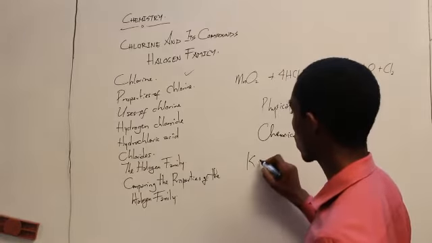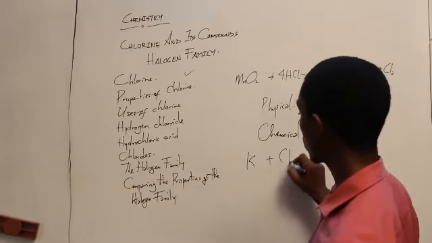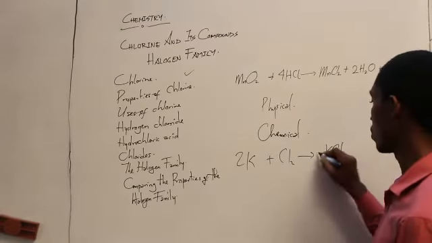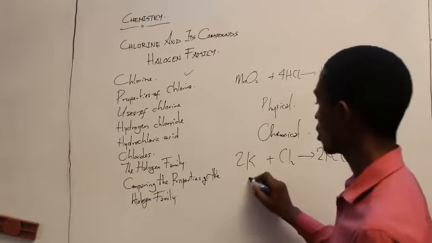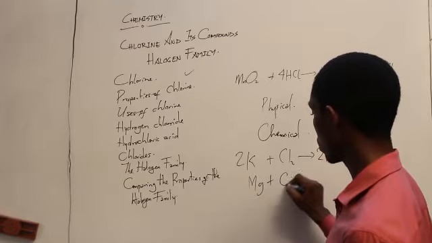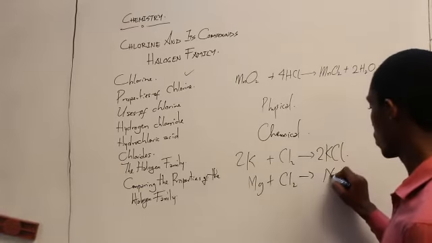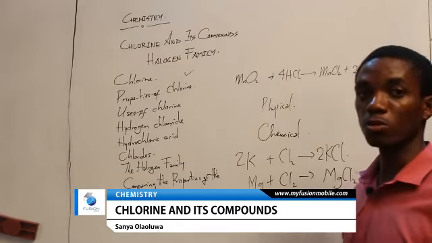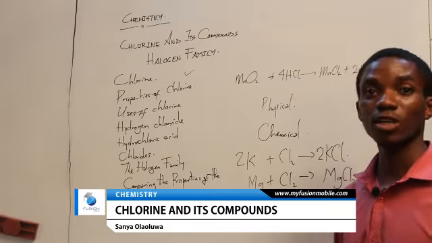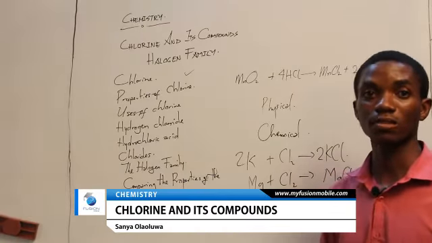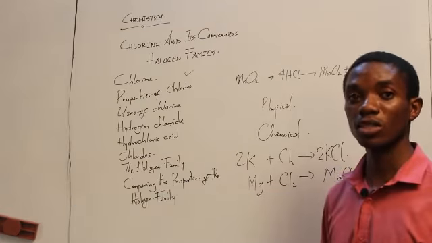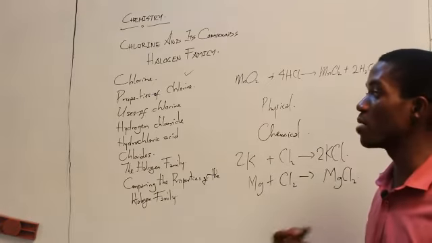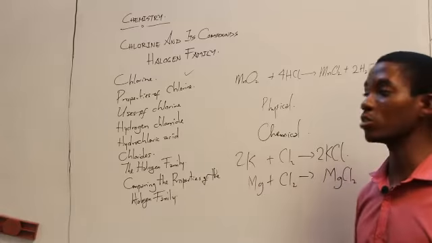That's in form of potassium reacted with chlorine gas to give us KCl. We can also have magnesium plus chlorine to give us MgCl2. So it reacts with metals to produce salts. It reacts with hydrogen to produce the hydrogen chloride gas, which when dissolved in water, forms hydrochloric acid. And that also has very many uses. We'll talk about that when we get to the hydrogen chloride gas.